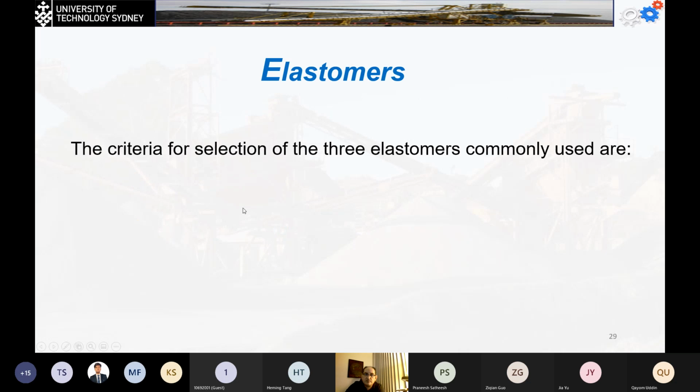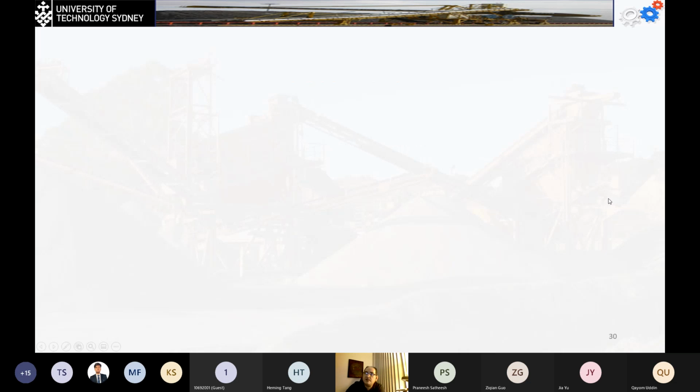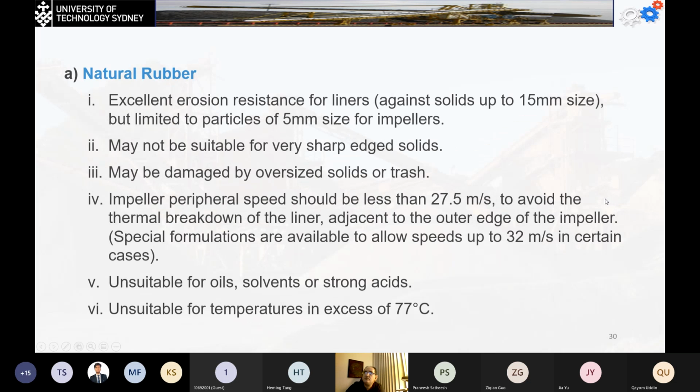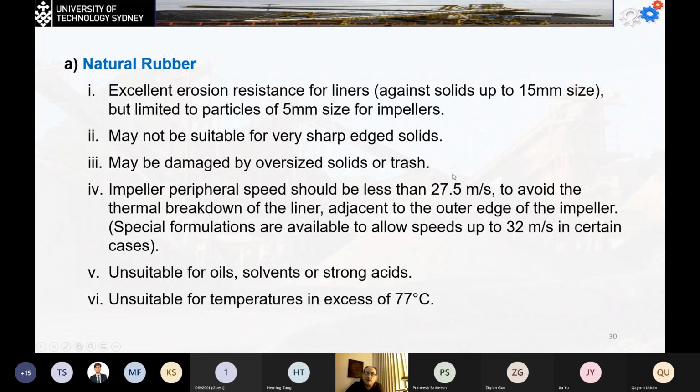Elastomers, you know what elastomers are. They're a type of polymer, and the three most commonly used types are going to be natural rubber, because it has very good extrusion resistance for liners, but is limited to a particle size of 5 millimeters for the impellers. It may not be suitable for very sharp edges because it can wear very fast, and may be damaged by oversized solids or trash. The preferable impeller speed should be less than 27.5 meters per second.